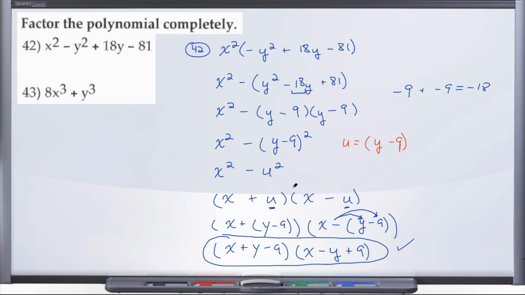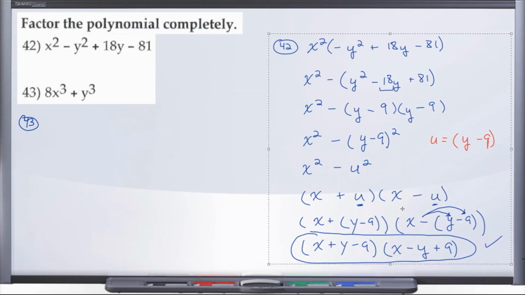All right, let's go ahead and take a look here at 43, and I might have to erase this work here from 42 to give us some room, but we'll see what happens. Let's see, maybe I can move it all over. And before I do that, how about I'll go ahead and we'll erase this, and then we'll move this all over. All right, and I think that'll give us enough room. So we have 8x cubed plus y cubed.